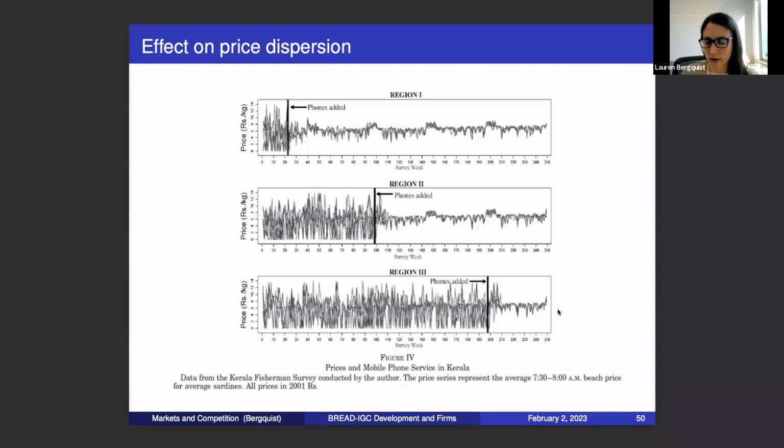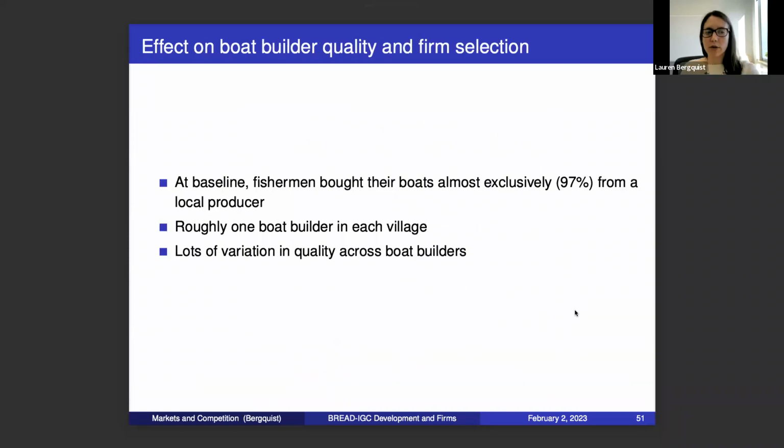Same thing for region 3. Okay, so just super clear in the figures what's going on here. A really big change and reduction in price dispersion. Okay, that's kind of the backdrop for this paper. That was the first paper.